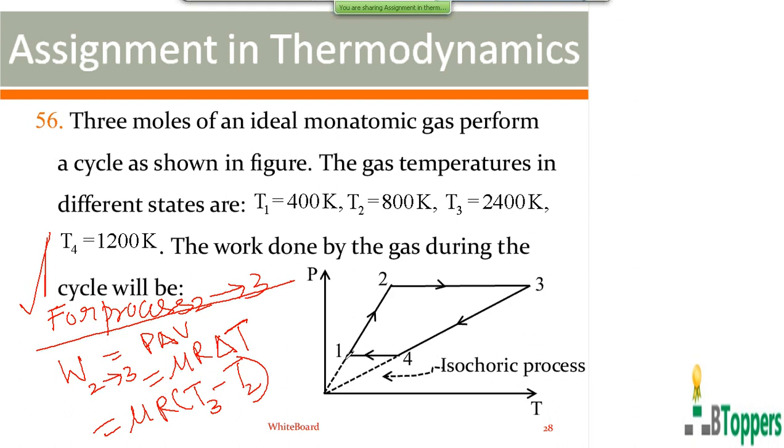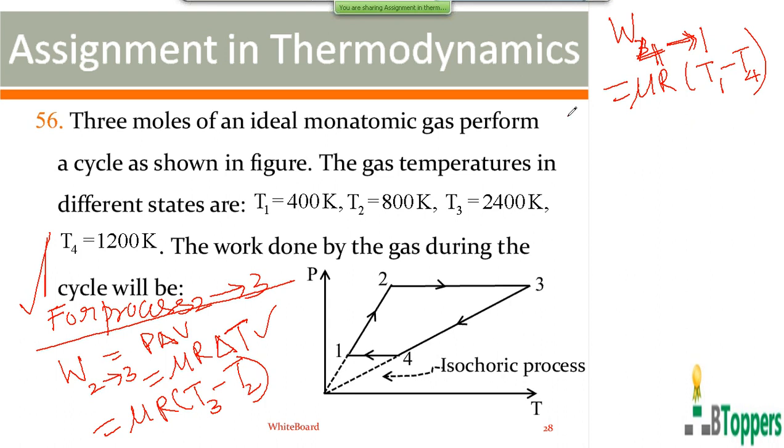Similarly, in the process 4 to 1 also, the graph is a straight line parallel to x-axis, so pressure is constant. So work done by the gas in the process 4 to 1 is also given by the same formula, nu R delta T. That is nu R into temperature T1 minus T4. The process 4 to 1, 4 is the initial state, 1 is the final state.